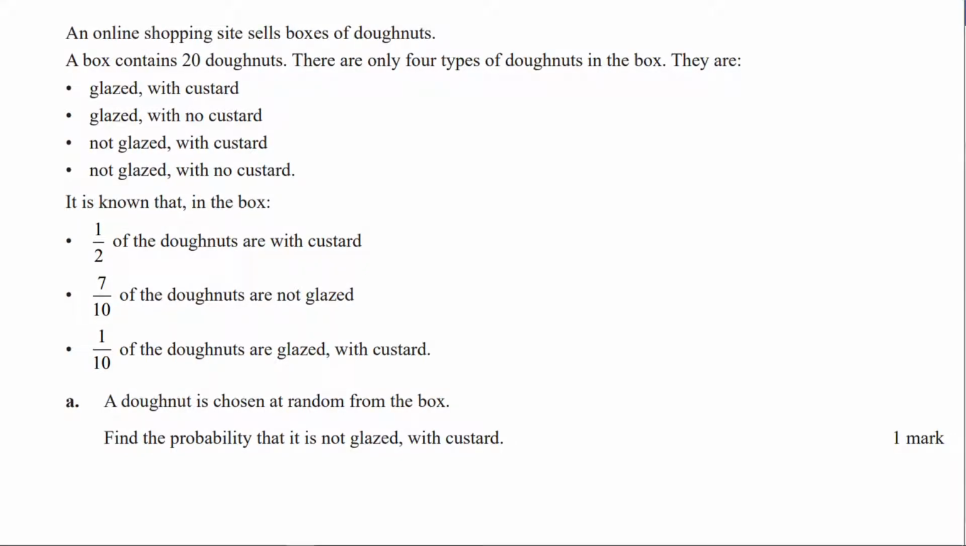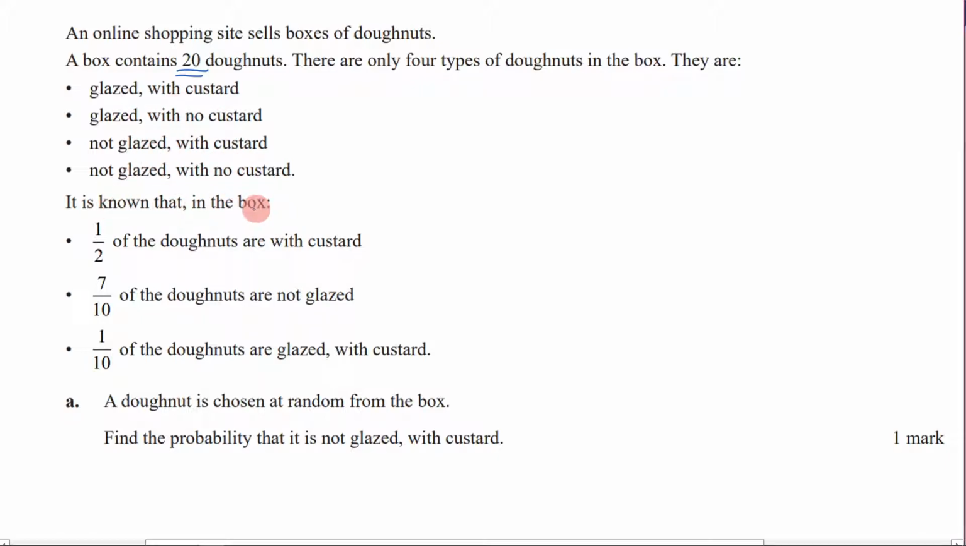Welcome. So we're going to answer this question before us. Let's give it a read. It says, an online shopping site sells boxes of donuts. A box contains 20 donuts. There are only 4 types of donuts in the box. They are glazed with custard, glazed with no custard, not glazed with custard, not glazed with no custard.